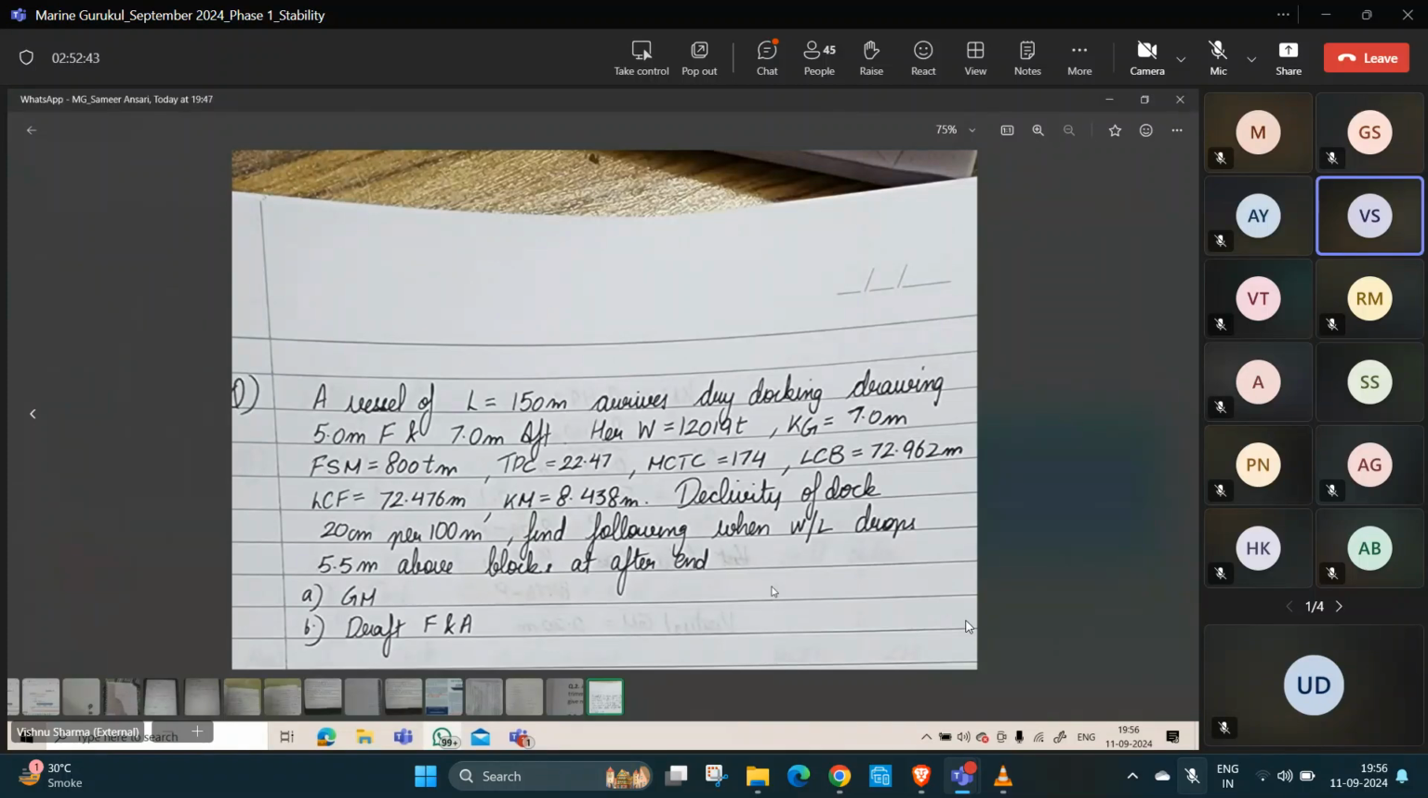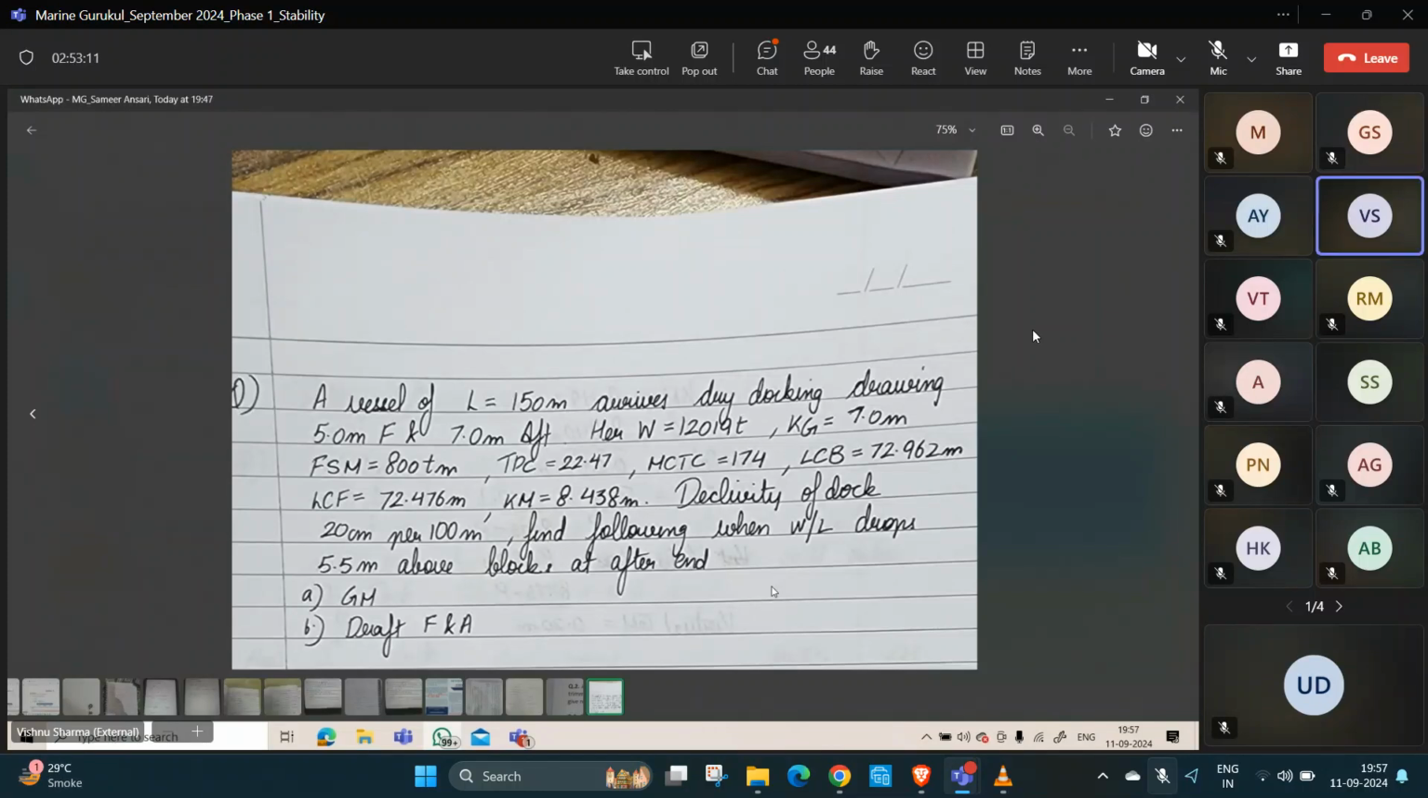So basically, first you'll have to determine whether she is within the critical period or not, right? Yes, sir. And for that, you'll have to find the draft aft. You'll have to find the draft aft at critical instant, right? Yes, sir. Guys, can you take this question also from the group and solve it? First, find the draft aft at critical instant.